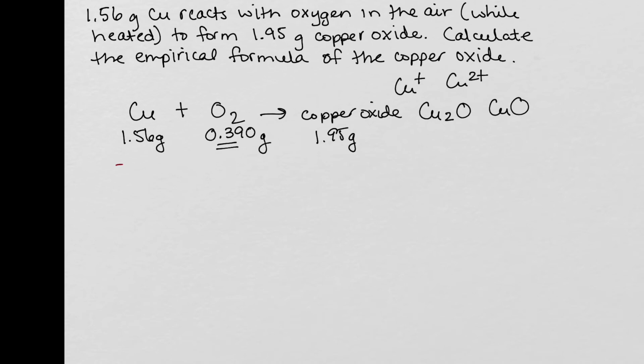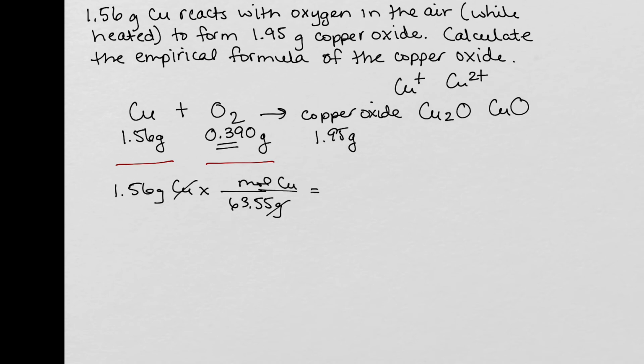Now that I know how much copper I have and how much oxygen I have, I can figure out my empirical formula. So I need to take both of the elements that are in my compound and convert it into moles so I can look at the mole ratio. So I had 1.56 grams of copper. I want to figure out how many moles that is. The molar mass of copper is 63.55 grams per mole. So if I divide 1.56 by 63.55, I get 0.0245 moles of copper.